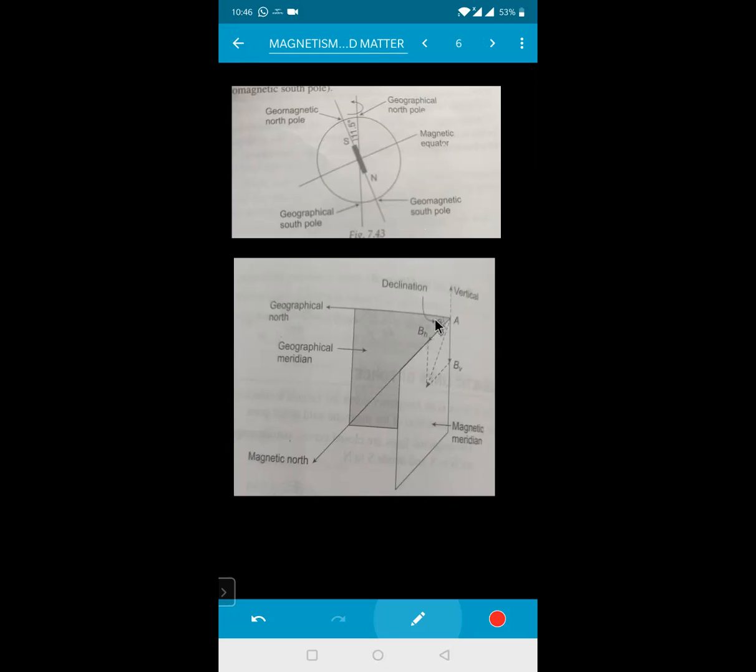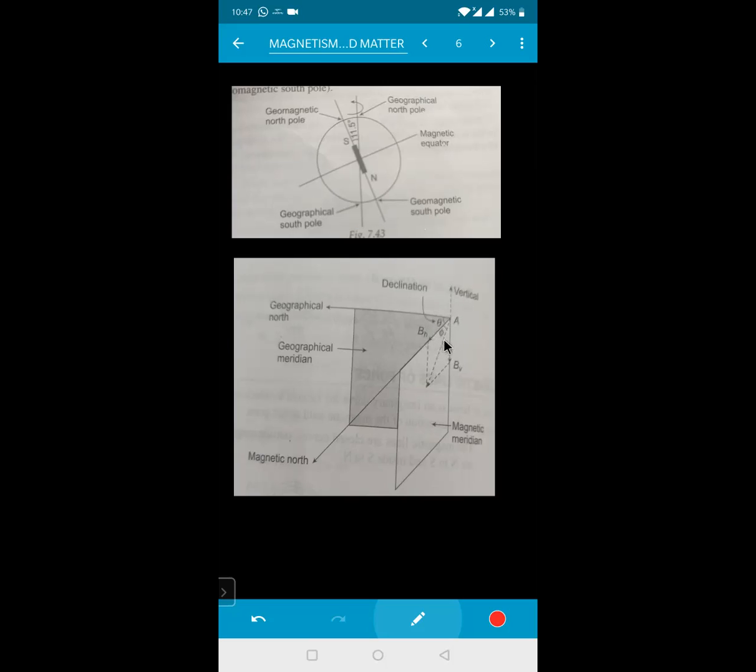Once again, the angle between the geographic meridian and the magnetic meridian is known as declination. So what is declination? The angle between the geographic meridian and the magnetic meridian is called declination. That is a basic thing you need to remember.